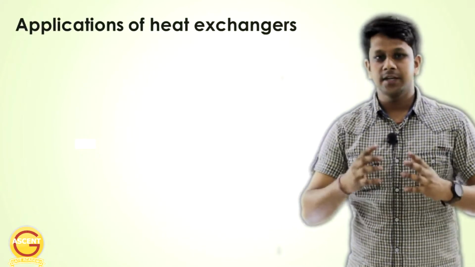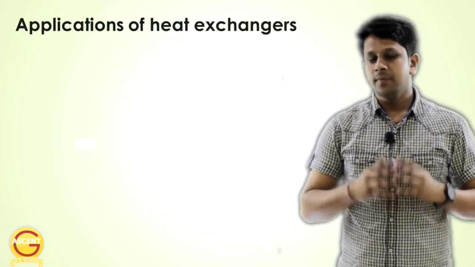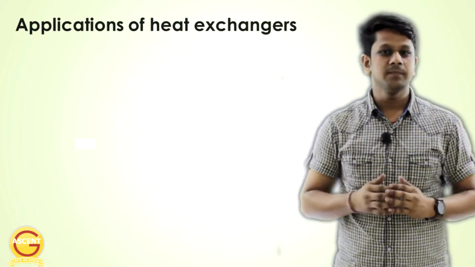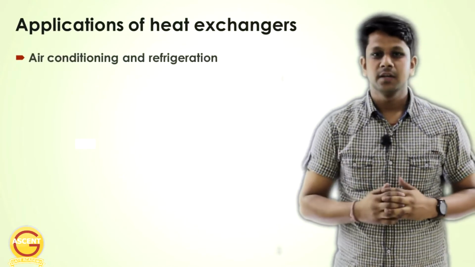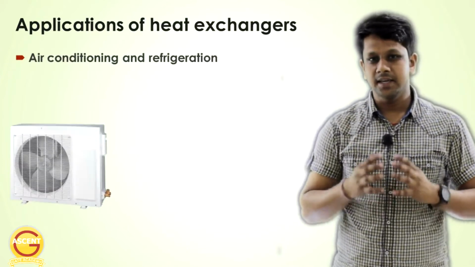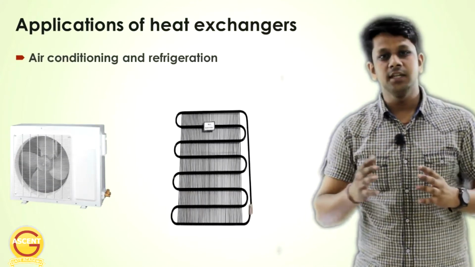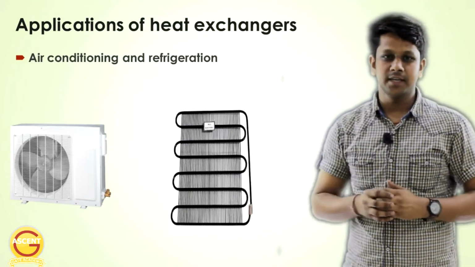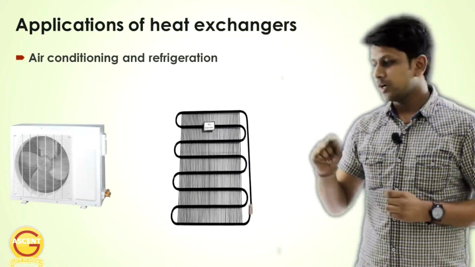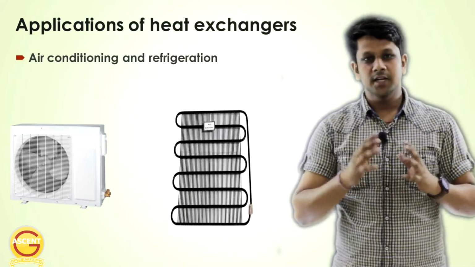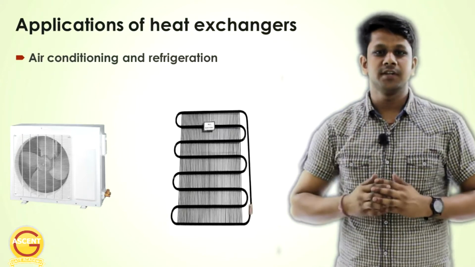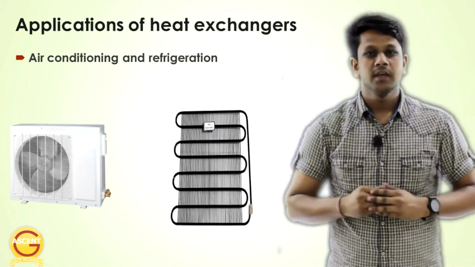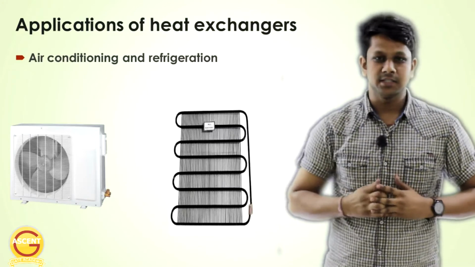Now let's see the applications of heat exchangers. See, in many devices these heat exchangers are used whenever there is heat transfer. For example, air conditioners and refrigerators. In your home appliances like air conditioners and refrigerators, you will easily find these heat exchangers. For example, if you take the exhaust of the split AC, you will find the coils of the condenser. Similarly, if you see the back of your refrigerator, you will find these kinds of coils, right? So these are the condensers of the refrigerator. This is a kind of heat exchanger.